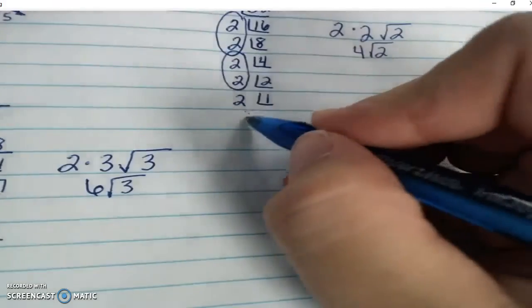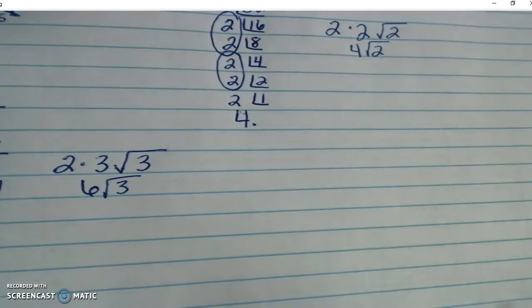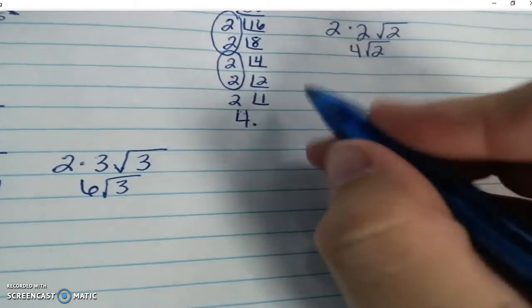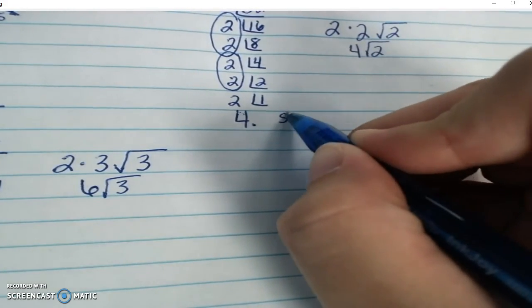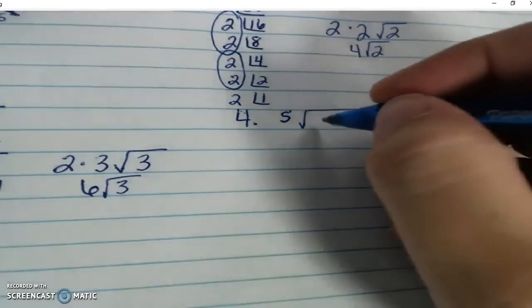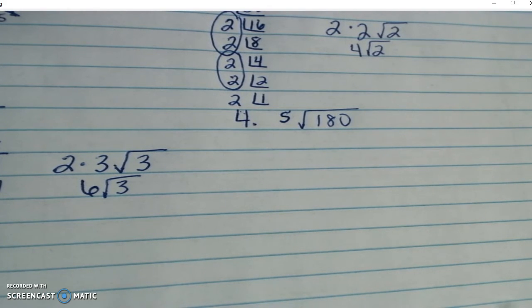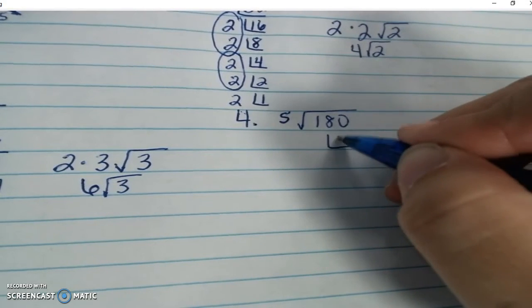Alright, let's do one more. So sometimes, in what we're doing today with the quadratic formula, you're already going to have a number out front, maybe. So you might have to multiply again at the end. So let's say we had 5 square root of 180. Okay. So we have that 5 out front, but we are not going to care about him until the end. Okay, so we're just going to break down this 180 like we've been doing.